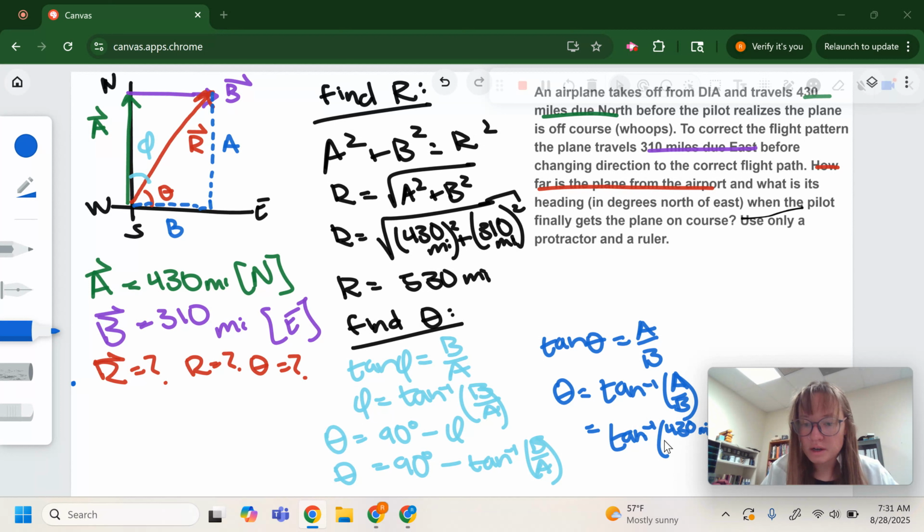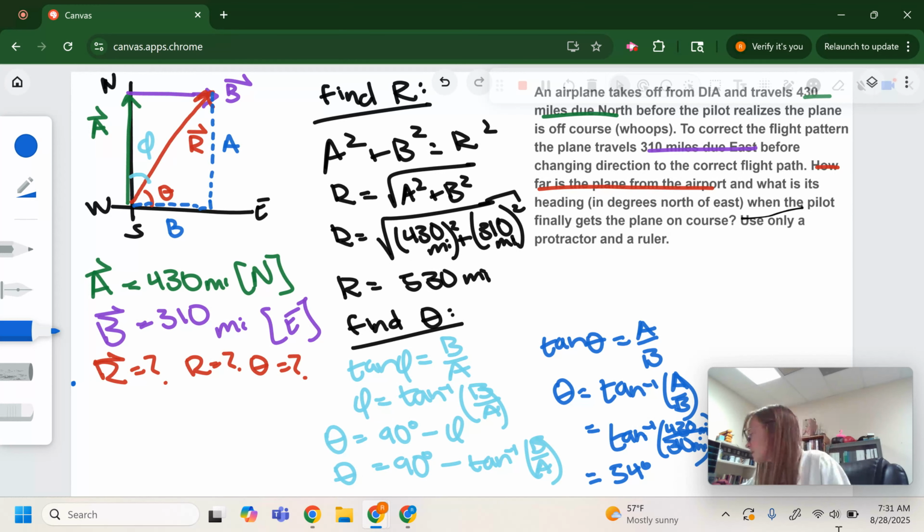430 miles over 310 miles. Pretend like you can see that whole thing. You'll plug that into your calculator, and you'll get something like, I'm trying to remember off the top of my head, and I do believe it's 54 degrees. But I could be wrong. Okay, actually, I'm going to check because I just want to know. What is the truth? Yeah, 54 degrees. Yes. Okay.